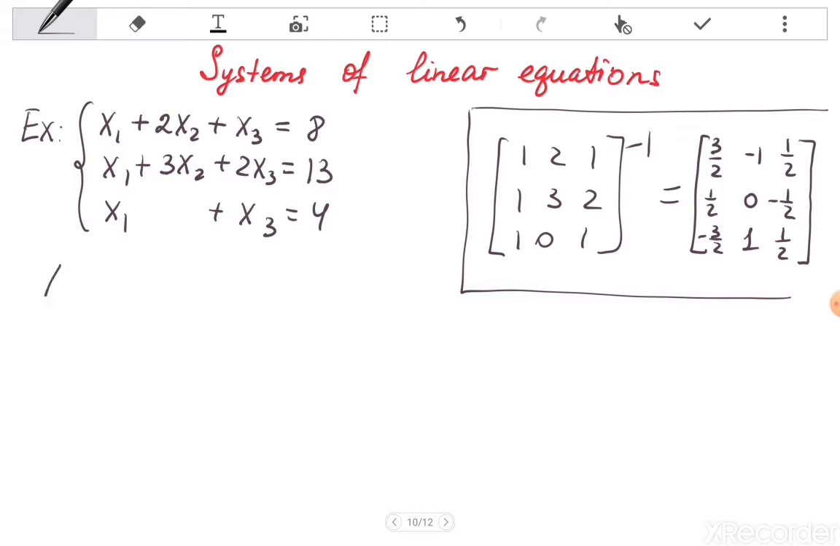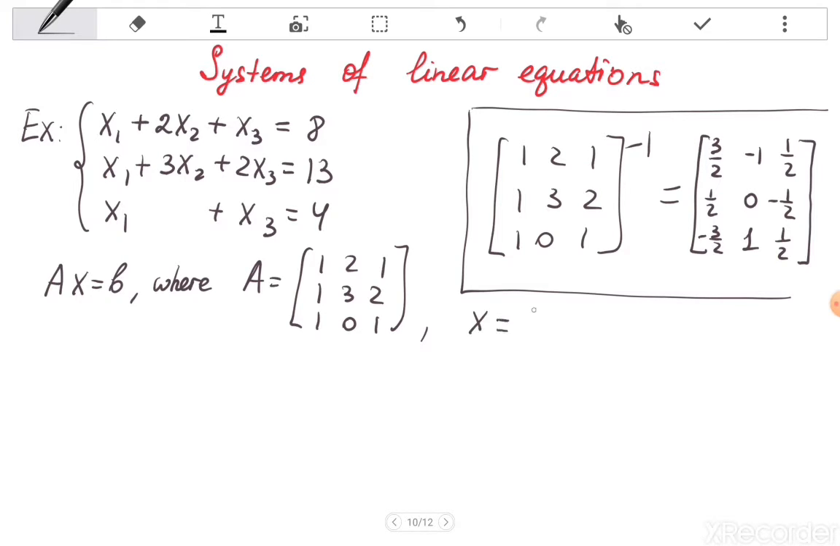So we can write it as AX = B, where A is a matrix that consists of the corresponding coefficients of x1, x2, and x3. So here the first row is 1, 2, 1, then 1, 3, 2, then 1, 0, 1. The X is the column vector x1, x2, and x3. This is in fact the unknown vector. And B is the vector of the numbers on the right side, 8, 13, and 4.